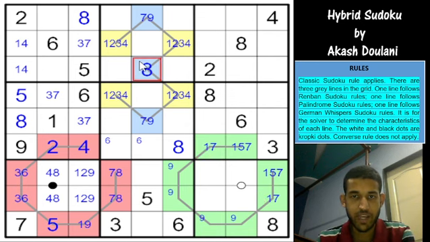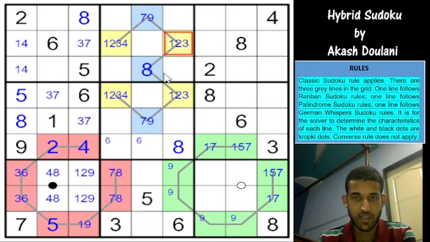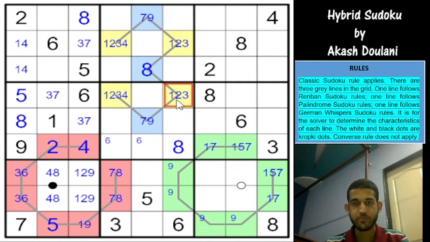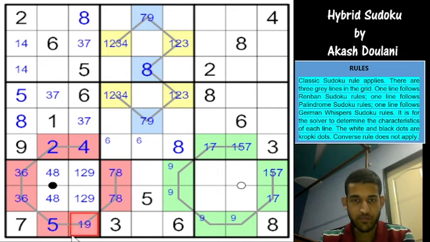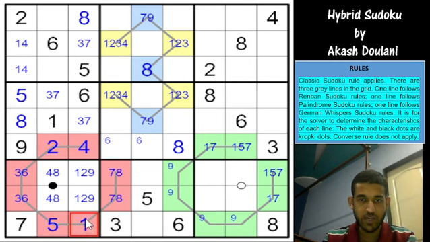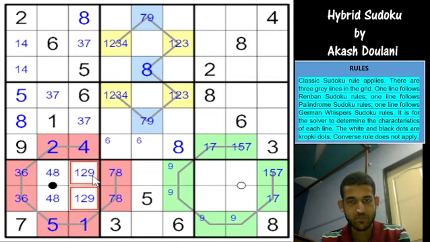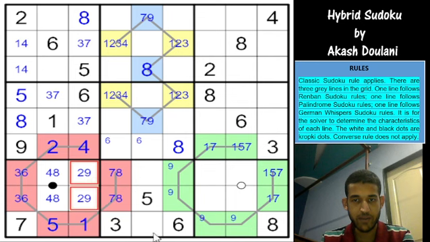And because you have 8 here, this can't be a 4 because of the German Whisper property. And I am having a 9 here, right? So I could reduce this cell. This can't be a 9, so that's a 1. That would have to be a 2, 9 pair.